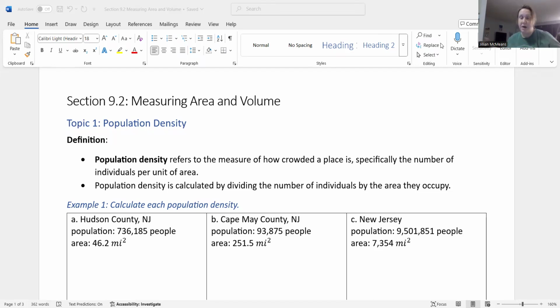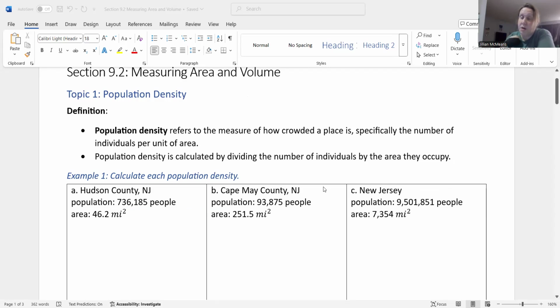So if we have a certain amount of space inside a tub, a pond, or a pool, how many gallons of water could we hold in there? So again, area is land area, and volume is the space inside a container, or potentially some kind of liquid capacity measurement. Okay. But first, before we get into measuring area, we're going to talk about something called population density.